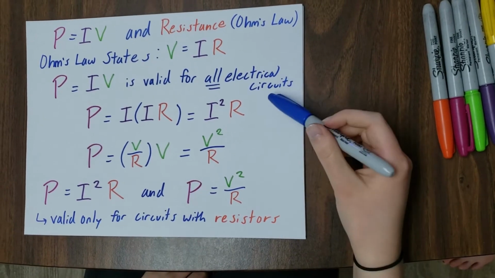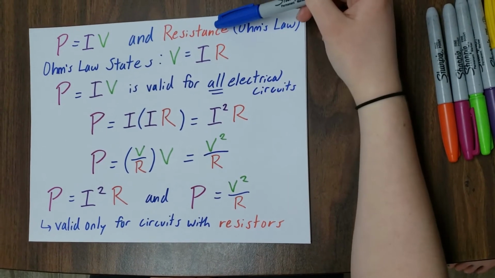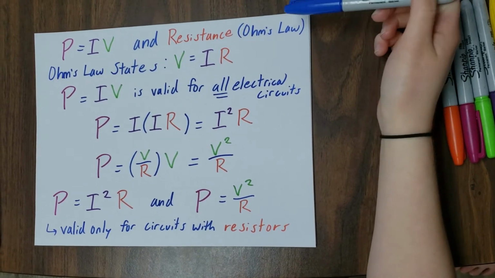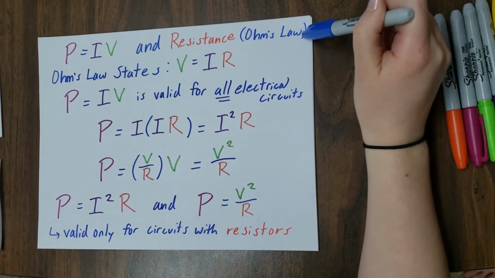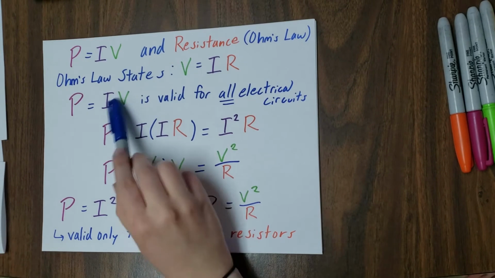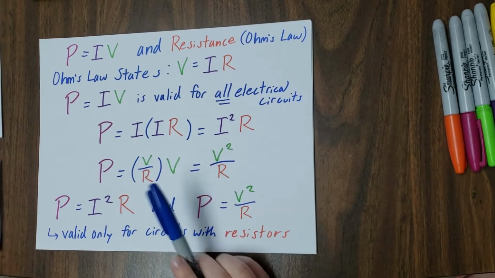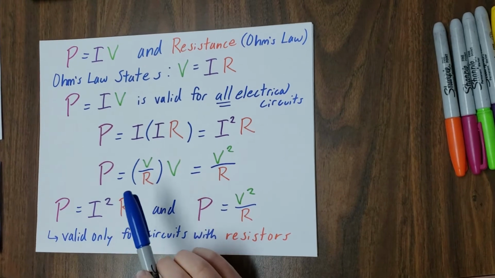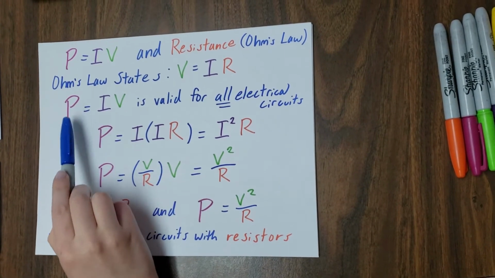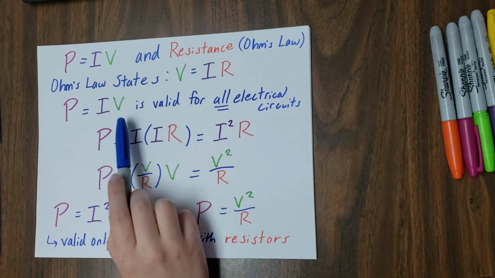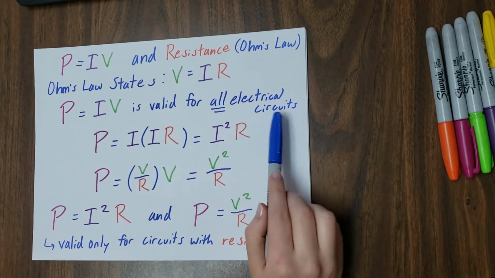As for the relationship of electrical power to the resistance, we would have to turn back to Ohm's law, which we learned previously. Ohm's law states that the voltage is equal to the current times the resistance. Now, before I move forward, I would like to point out that this equation for electrical power, power equals current times voltage, is valid for all electrical circuits.